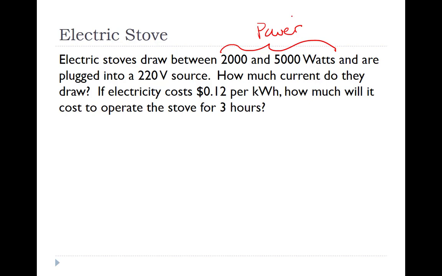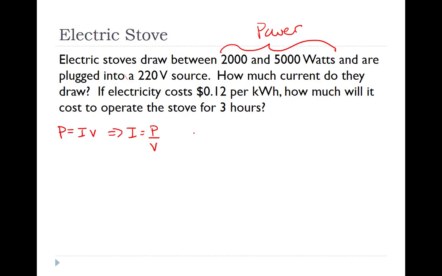So how much current do they draw? Well, again, it depends, but we can do both ends. So P equals IV, which means current equals power divided by voltage. Now, why did I choose this version of the formula? Because that's what I had the information for. I knew power, I knew voltage, and I wanted to know current. So why would I bring resistance into this?